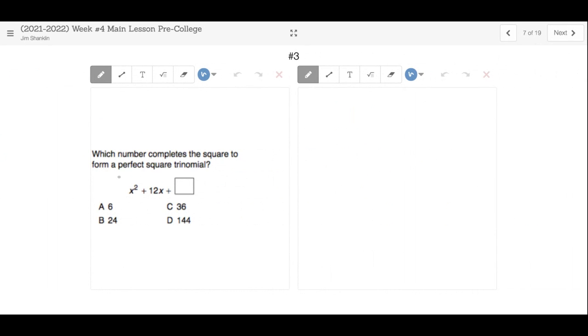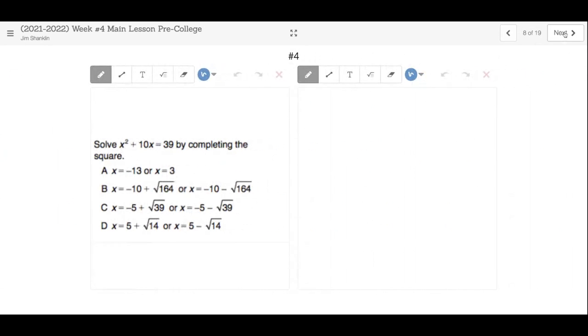Number 3, it says which number completes a square to form a perfect square trinomial? Remember, it's always half the middle term. So half of 12 is 6, and then square it. So I would add 36 to make it a perfect square.